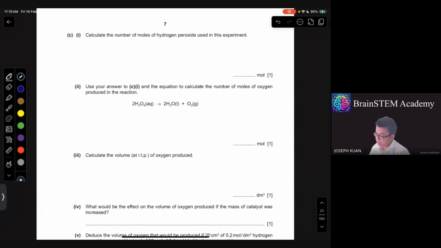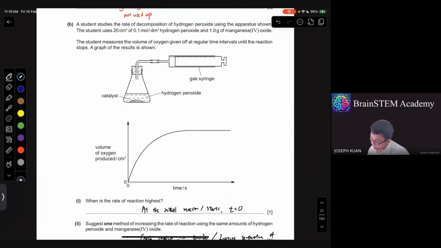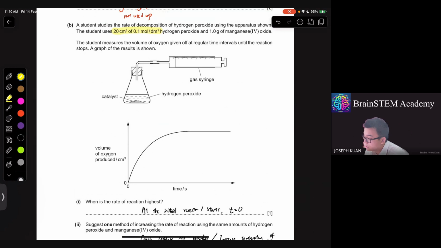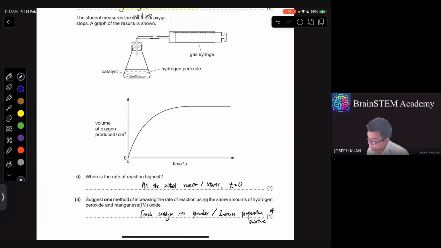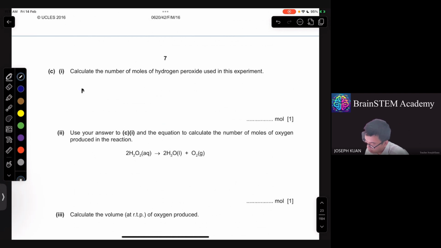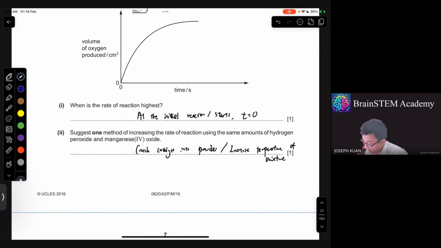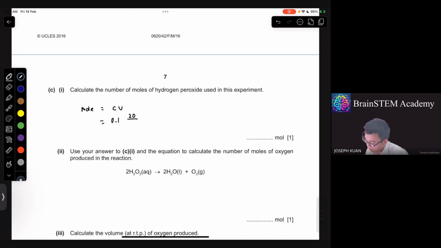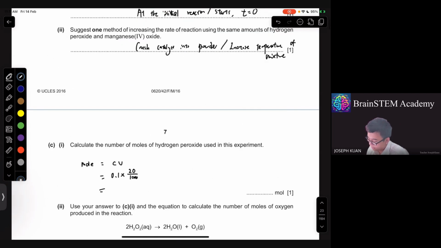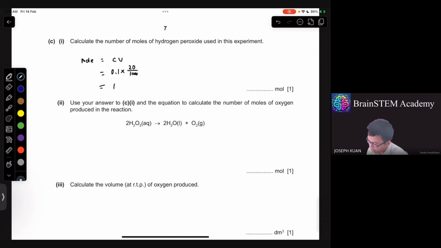Next, calculate the number of moles of hydrogen peroxide used in the experiment. It's given that we are using this amount of hydrogen peroxide. We're given the volume and also the concentration. So the moles will be concentration times volume, in which it is 0.1 times 20 out of 1,000, because the volume must be in cubic decimeters, and that will give us 0.002 moles.